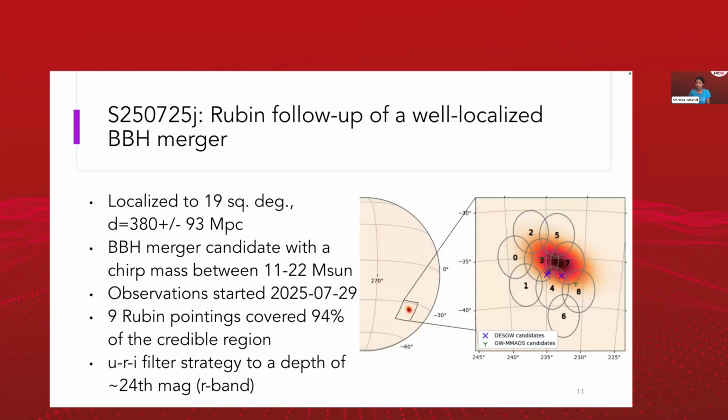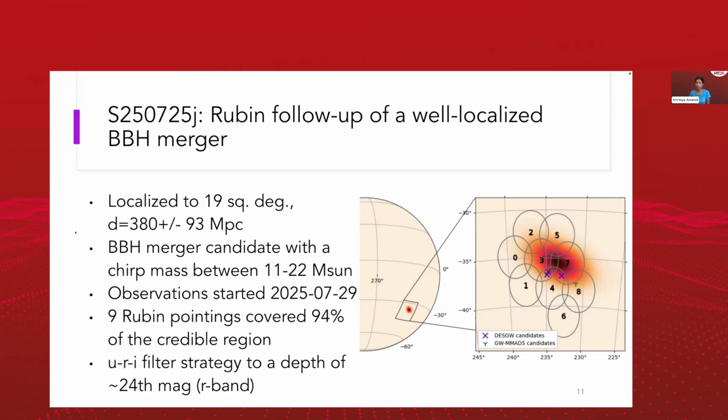So I'm going to talk about two specific follow-ups we performed with Rubin during the commissioning and early operations period, and what we actually learned from these follow-ups and challenges for the future. The first follow-up that we actually performed was that of 3I Atlas, which is an interstellar object. I'm not going to talk about that at the moment, but that was the first follow-up that was performed.